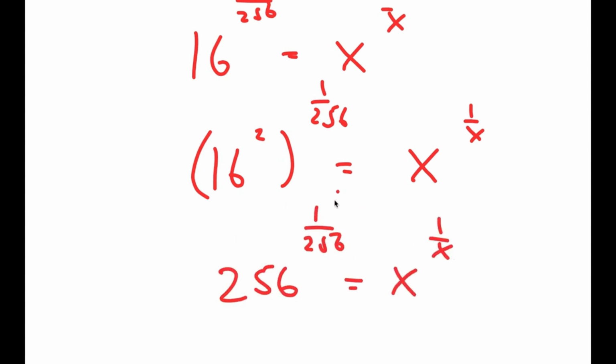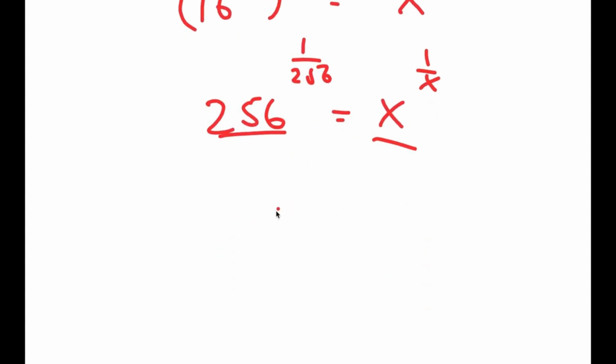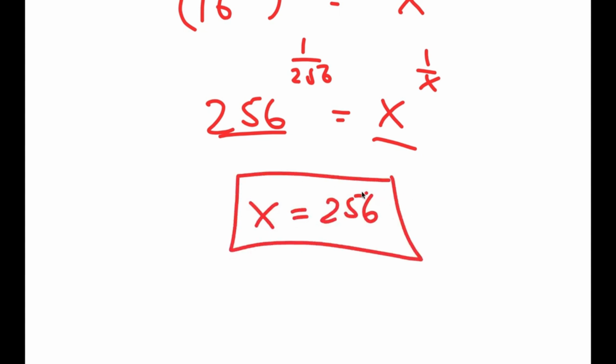And now notice that these numbers are the same, and this is in the form, as I said, a to the power of 1 over a is equal to b to the power of 1 over b, meaning a is equal to b, so x is equal to 256. So this is my solution to this equation.